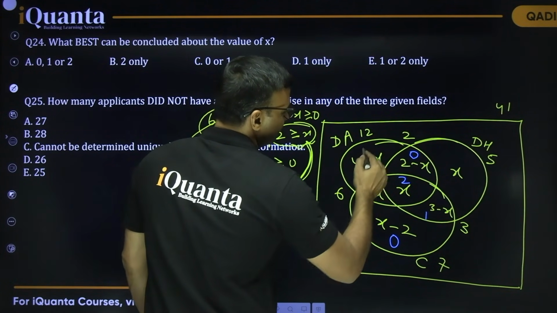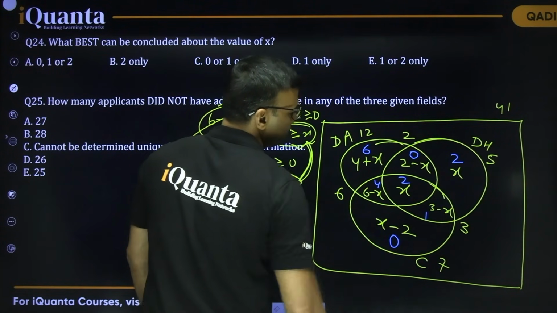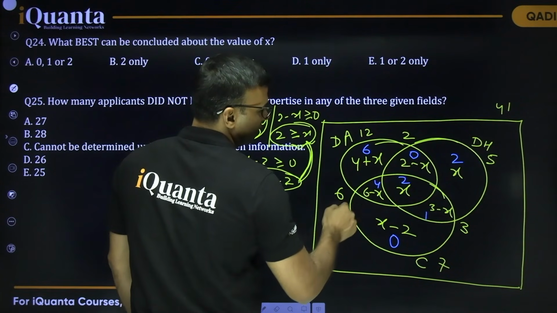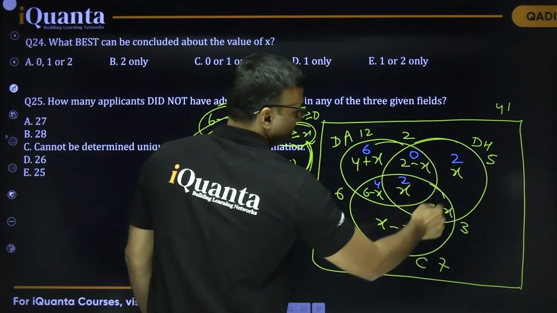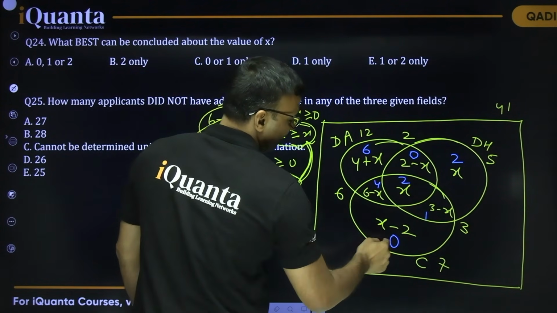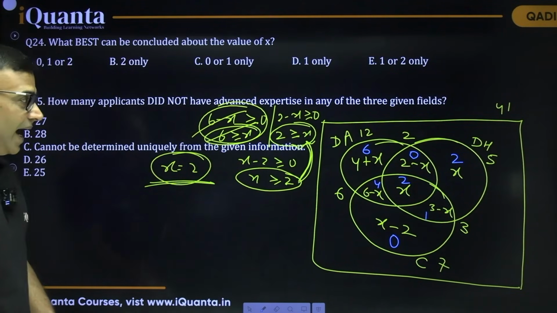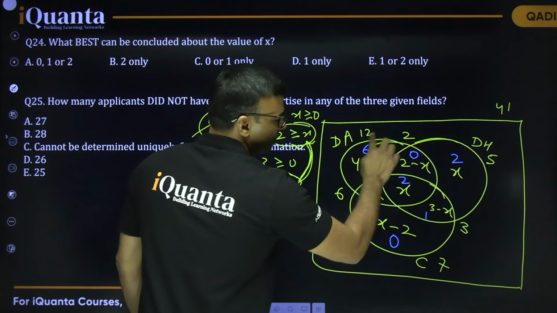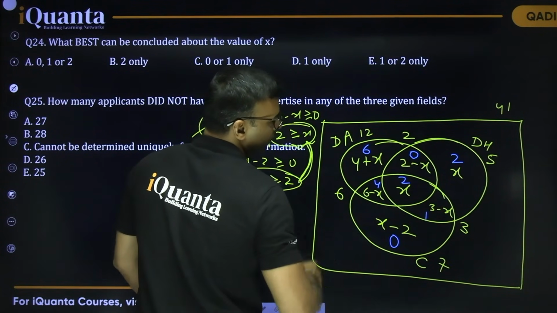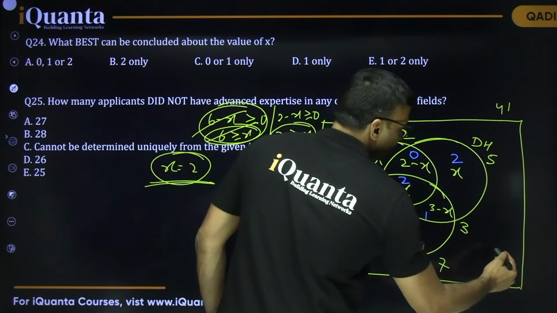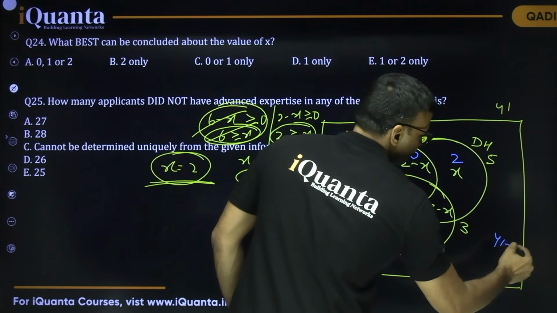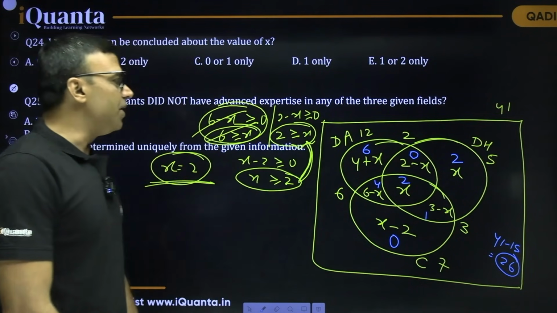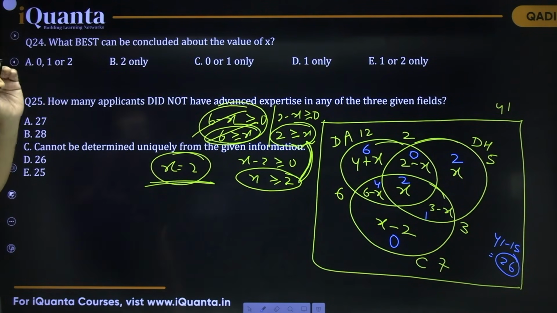4 plus X, that is 6. X is 2. Check and confirm. This total has to be 12. 6 plus 4 plus 2 plus 0, 12. 2 plus 0 plus 2 plus 1, that is 5. 4, 2, 1, 0, that is 7. And this overall total is how much? Inside the circles, overall total would be 12, 2, 1, 0. 14 and 1, 15. So this outside will be 41 minus 15, and that is 26. So these 26 people do not belong to any of these specializations.